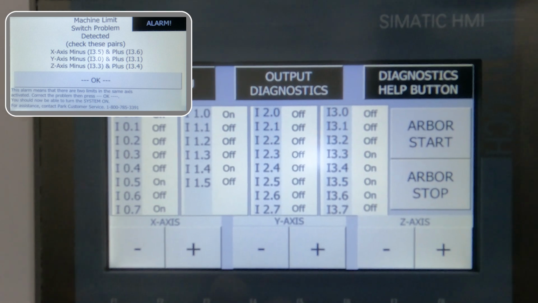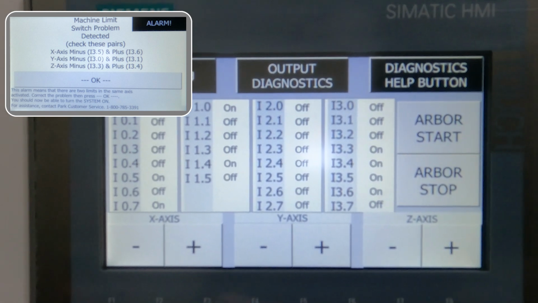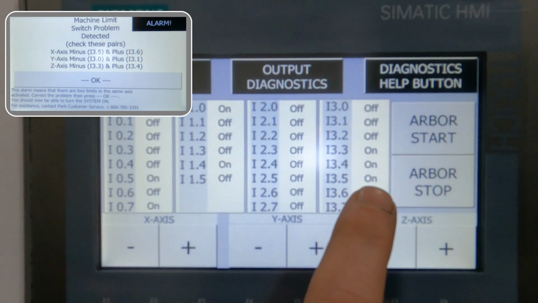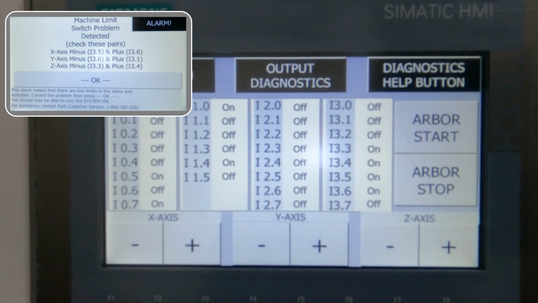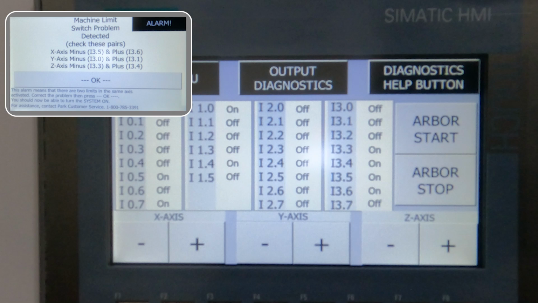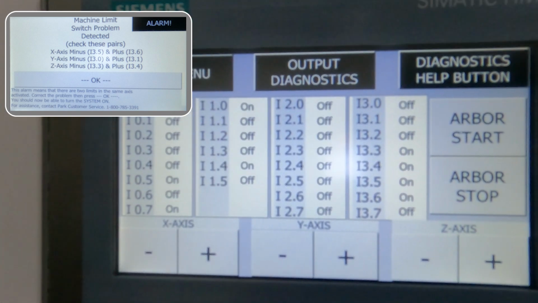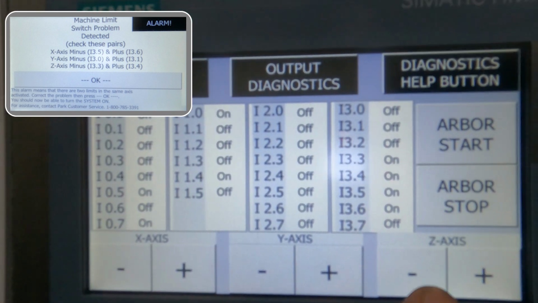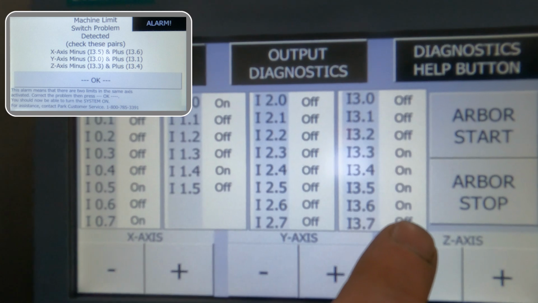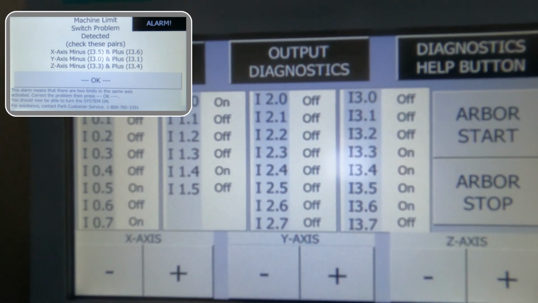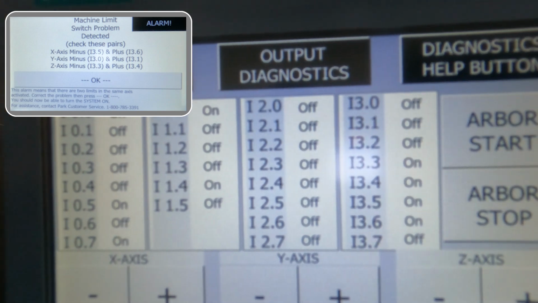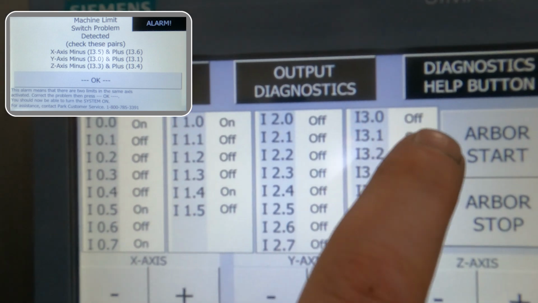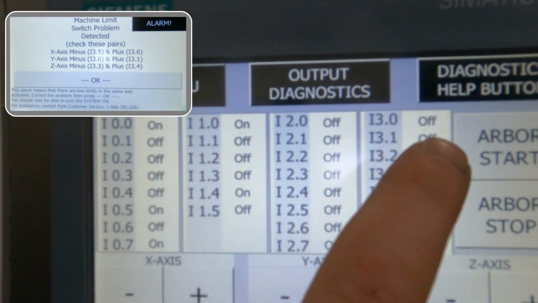So we'll start with I3.5 here. That was the top of our list. I3.5 is on. On means that the proximity switch is working and that we are not on a limit. So that was the X minus. Now we'll look at 3.6. That's the X plus. That is on. The Y minus, I3.0, is off, and I3.1 is off.